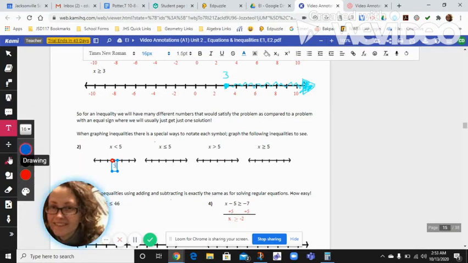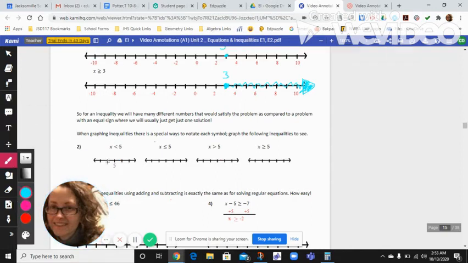So 5 is my critical number because it is the one that I want to be less than in this case. Now I'm going to have an open circle here for my inequality. 5 is my critical number. It is part of my inequality, but I don't actually want to be equal to 5 in this inequality. So that's why we do an open circle at 5, and then I want to be less than that, so I'm going to shade in to the left.